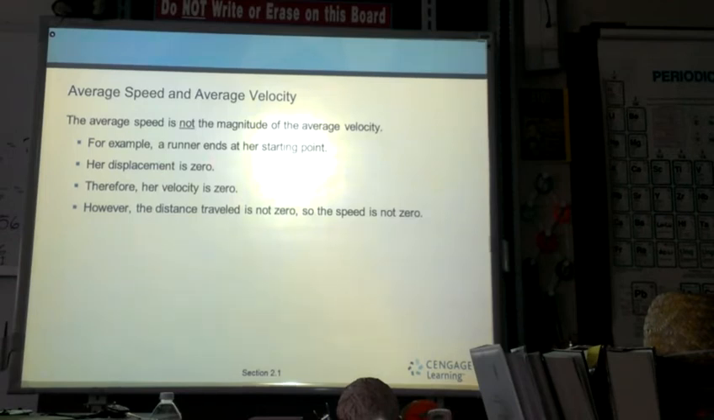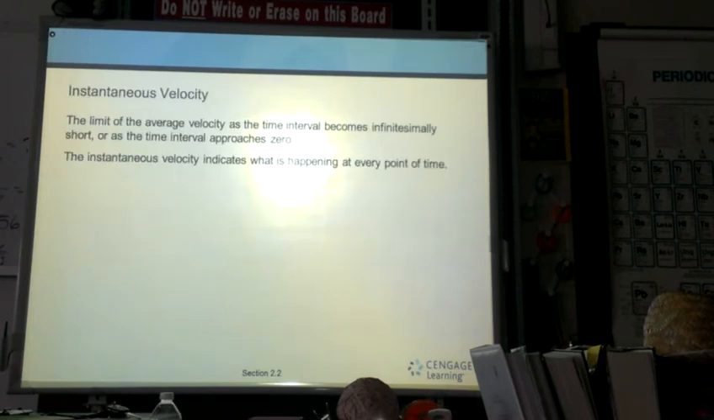But you know she didn't travel a distance of 0, so that means that her average speed was not 0. So I can't say that the average speed is always the magnitude of the average velocity. That's not true. So it's important for us to know the average speed is not the magnitude of the average velocity in every case. Some cases you may see it, but not in every case.